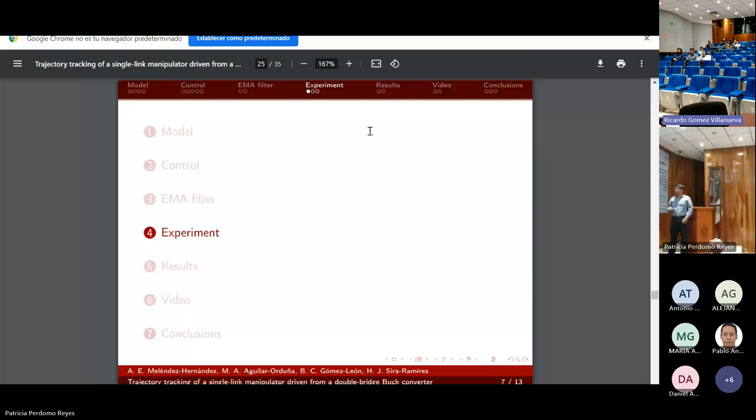This is the experimental platform. It's composed of two links. The first one is designed to follow the desired trajectory, and the second one is only for disturbance, more disturbance for the first link. We also use a DSP from Texas Instruments to read the continuous voltage provided by this PCB of a buck converter, and also read the angular position provided by an encoder, which is connected to the motor shaft.